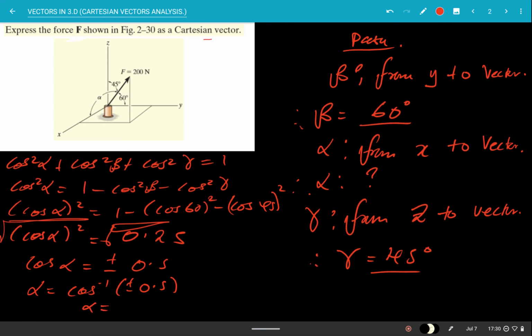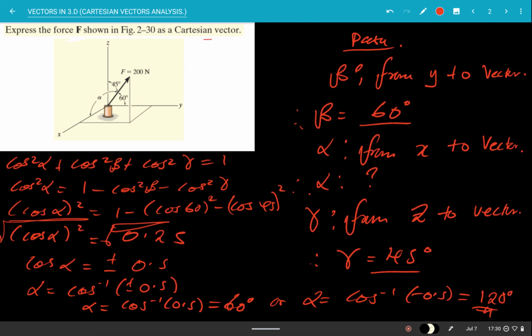For the plus sign, cos inverse of 0.5, if I compute that, I'm getting 60 degrees. Then alpha being cos inverse of negative 0.5, I am getting 120 degrees. Now we're having two angles. We need to know which angle exactly is our alpha. By inspection, you will see and understand that the alpha we're looking for is the 60 degrees.